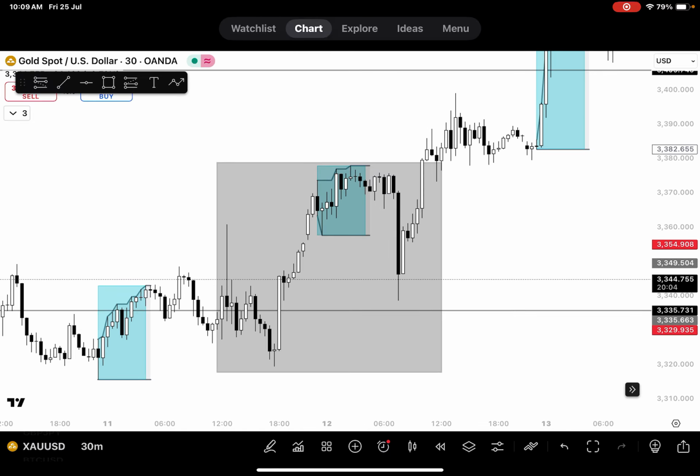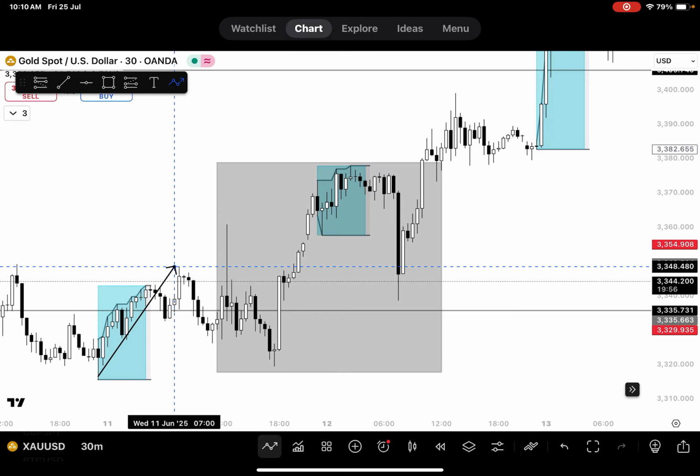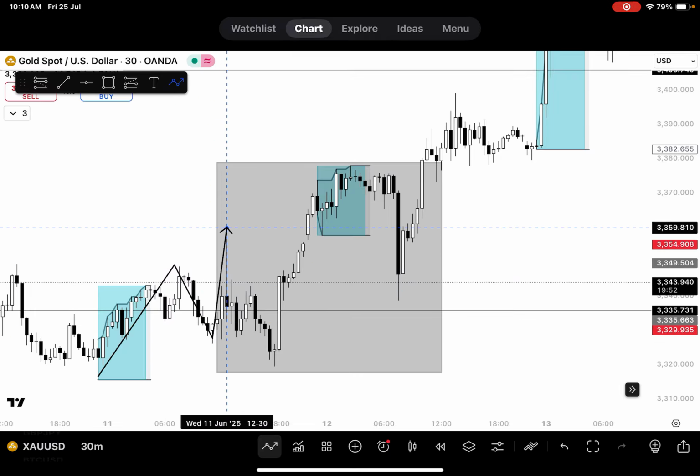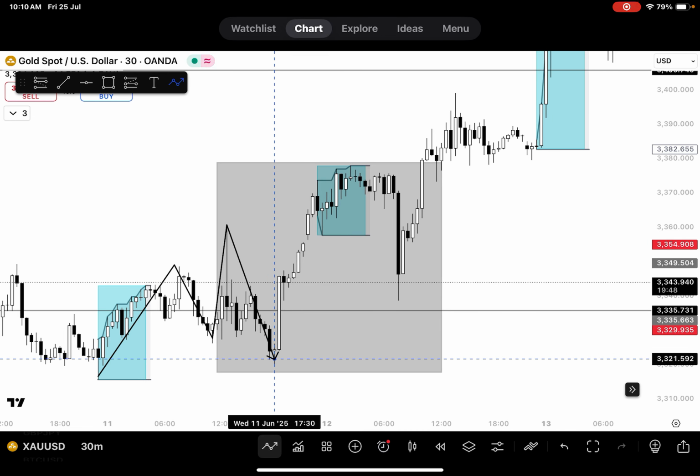Now, if you look at this, you see that we have what? We have a movement from here that created what? A higher high here, created a higher low, created another higher high here, another higher low here, right?